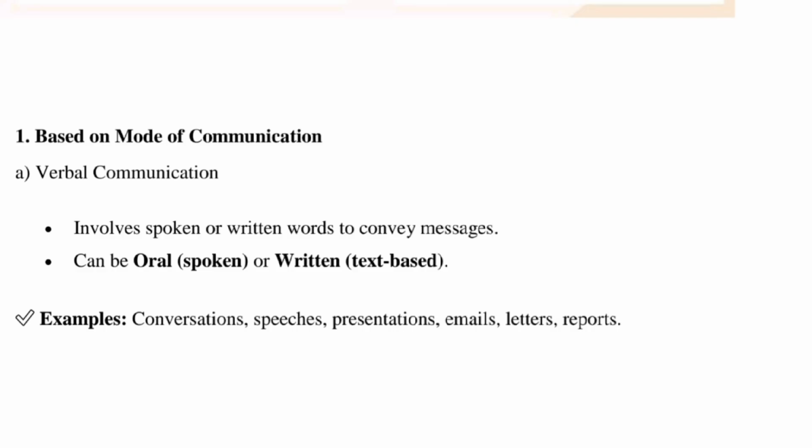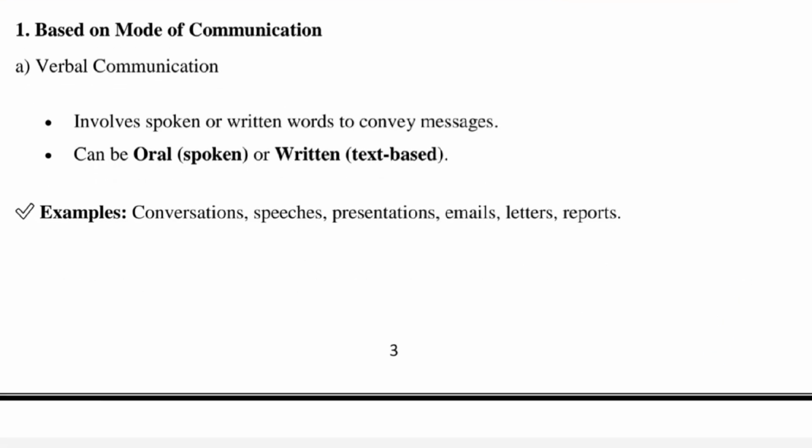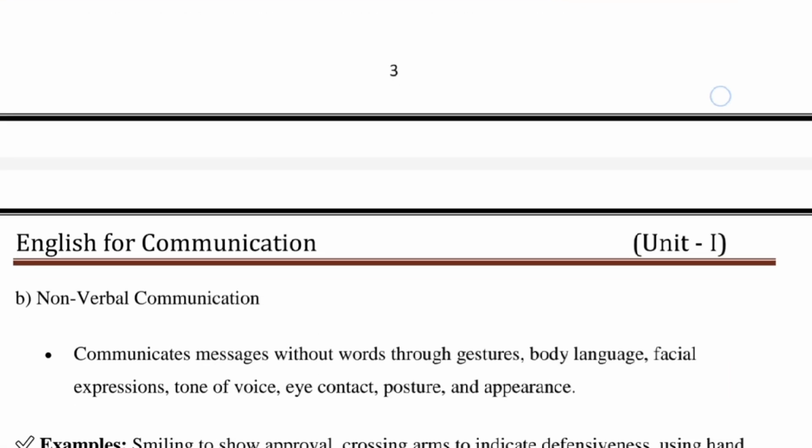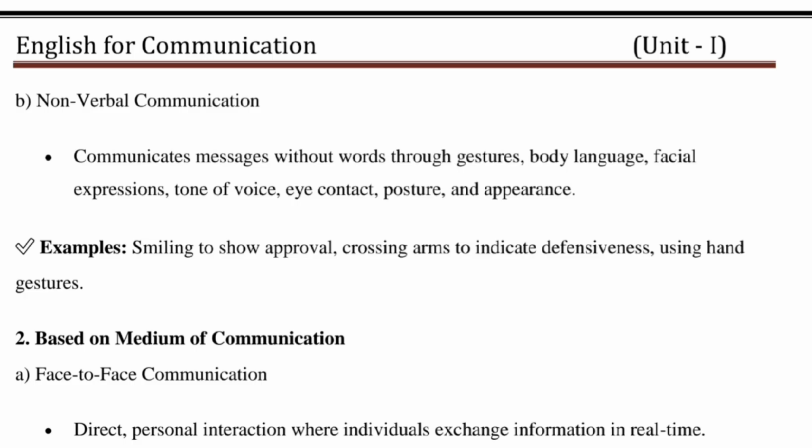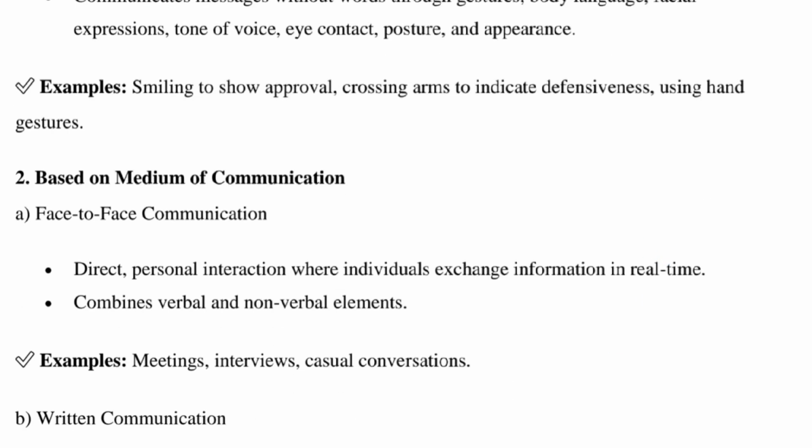If you are taking verbal communication, mostly spoken and written words are used to convey the message, especially the oral form of communication and the written form of communication. The examples: conversation, speech, presentation, email, letters, and reports. Nonverbal communication is expressed through gestures, body language, facial expression, tone of voice, eye contact, posture, and appearance. Example: smiling to show approval. For example, if you are agreeing with something, you should smile. Crossing arms to indicate defensiveness, using hand gestures.